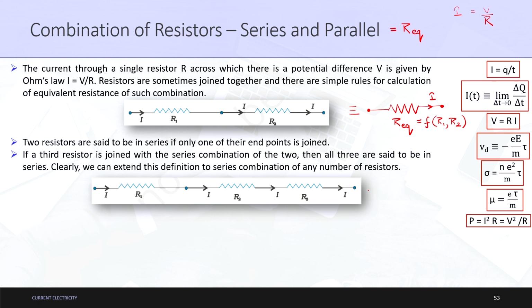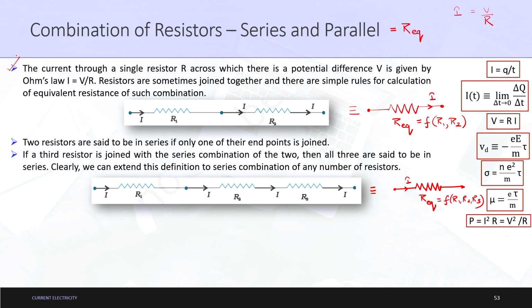Similarly for this one also, we need to find a resistance R equivalent so that I can replace this combination. Let us say there is a current I passing through it and this will be the R equivalent. What will be the function here of R1, R2, R3?